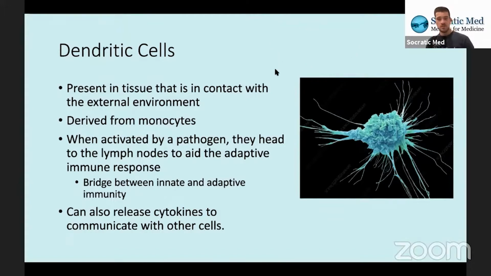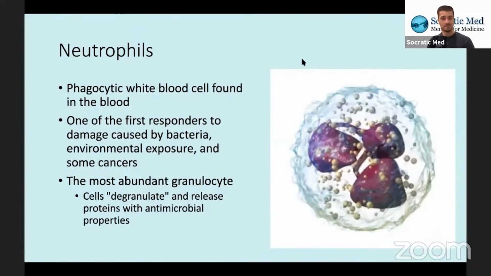So it really is a concerted effort between the innate and adaptive immune system. So we have neutrophils. Those are also phagocytic white blood cells, but neutrophils are found in the blood. One of the first responders to damage caused by bacteria, environmental exposure, and cancer. So neutrophils are really fast acting. They're usually one of the first ones that are on site.